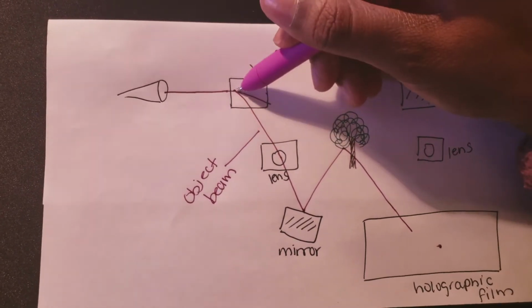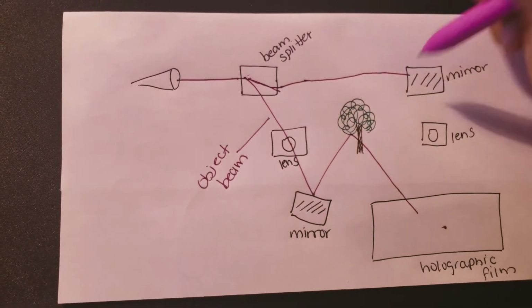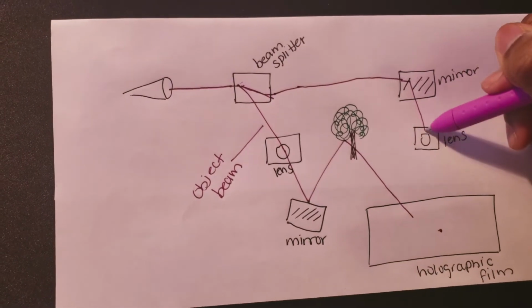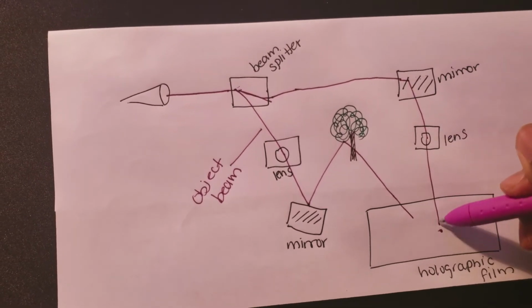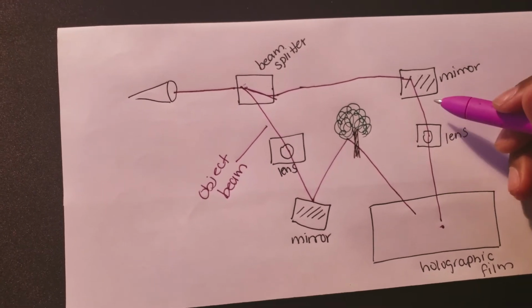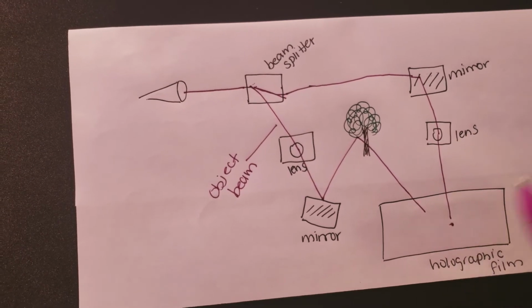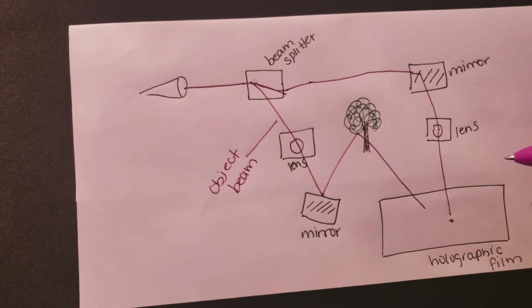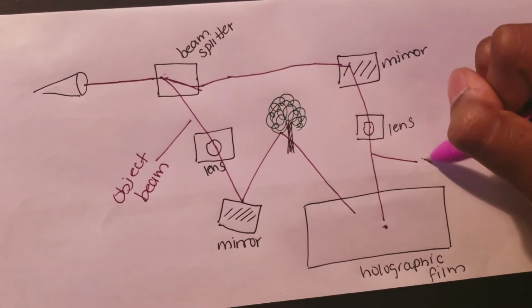Now another wave of laser is going to come, be reflected off of this mirror, and go through this lens, and it's not going to hit the object. In fact, it's going to go directly to the holographic film. So this laser beam that has gone straight to the mirror, reflected off the mirror, through the lens, and onto the holographic film is called the reference beam. Alright, so I'm going to write it over here.